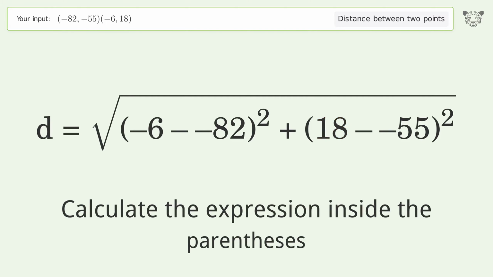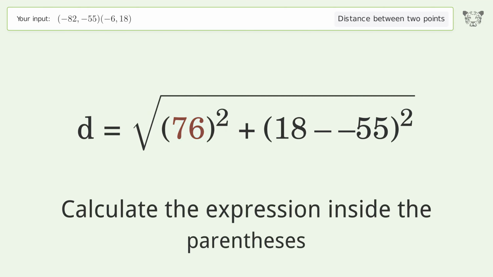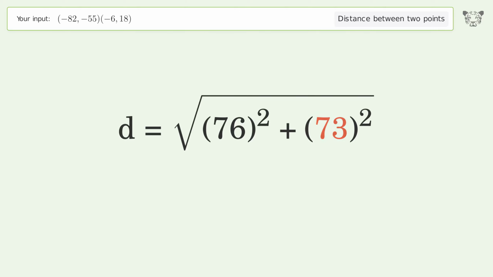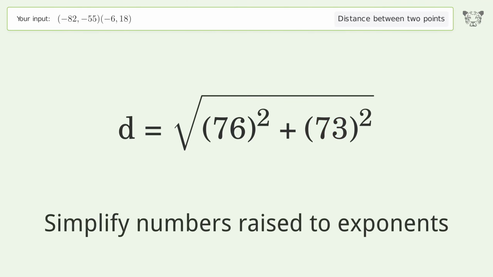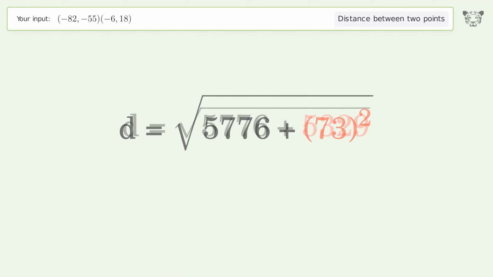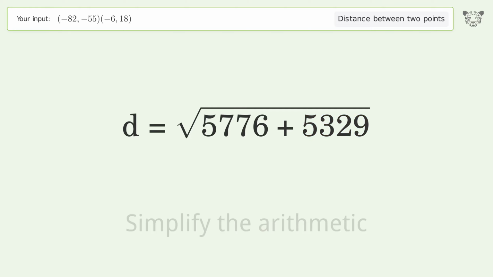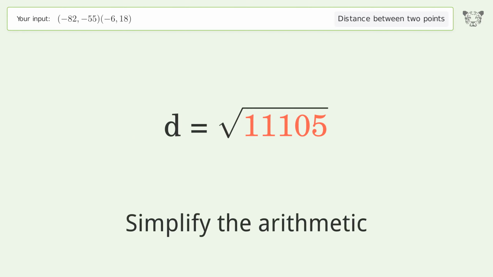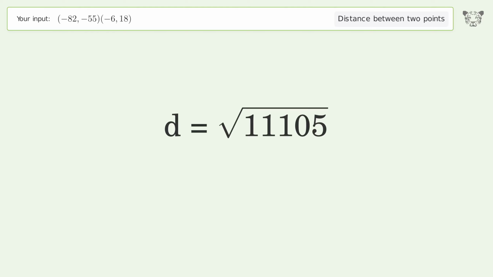Calculate the expression inside the parentheses. Simplify numbers raised to exponents. Simplify the arithmetic. And so the distance between the 2 points is the square root of 11,105, or 105.38.